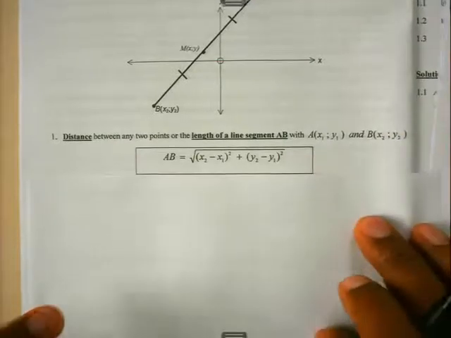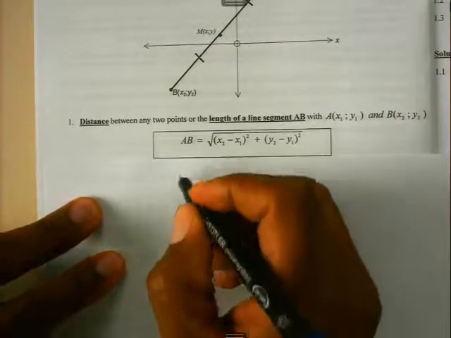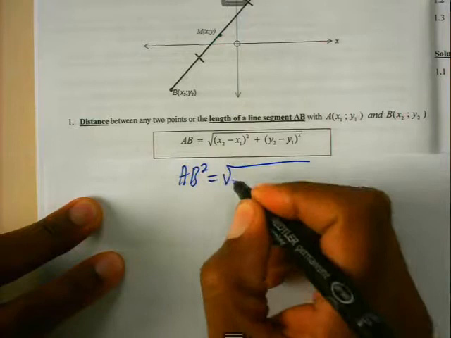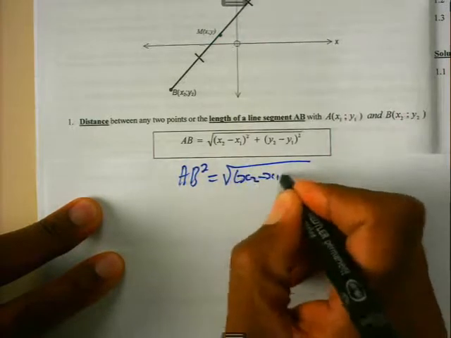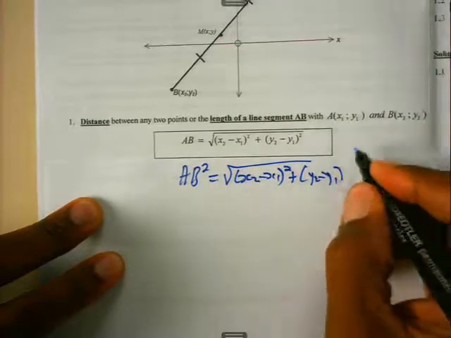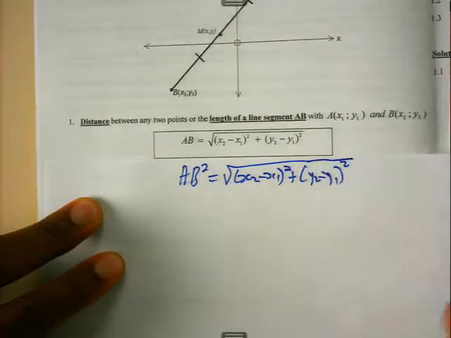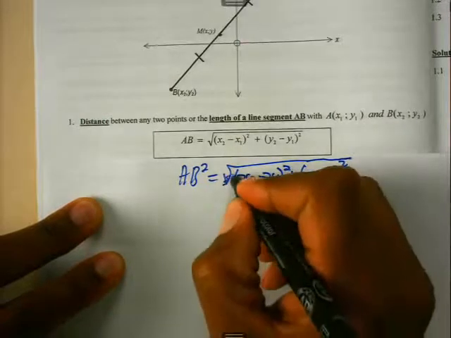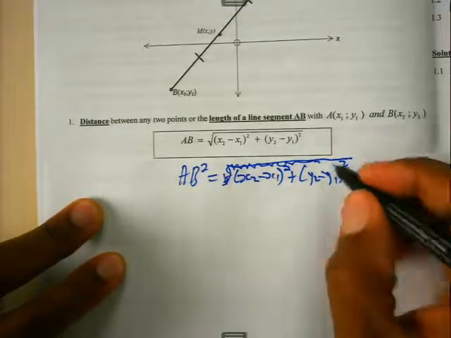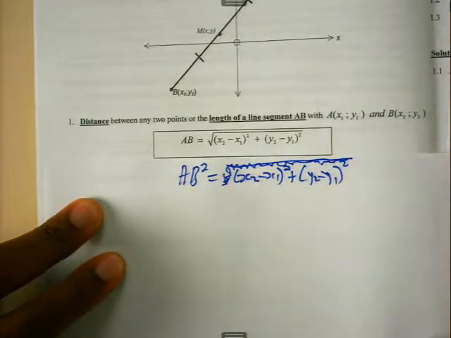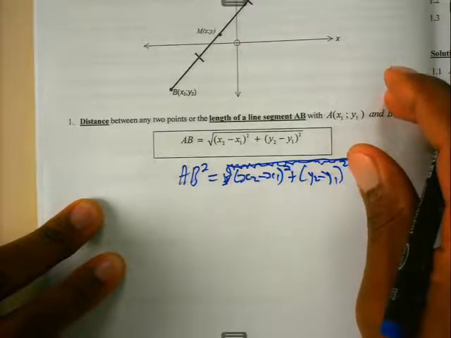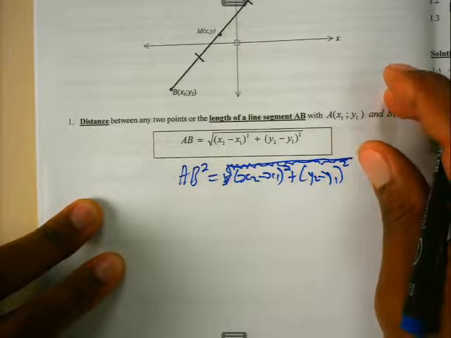On top of this, I can also add AB squared is equal to (x2 minus x1) all squared plus (y2 minus y1) all squared. Now everything must not be inside the square root here, because we have the 2 on this side. Why am I adding this formula? Remember, under the distance formula, you have 2 possible questions that you can get.